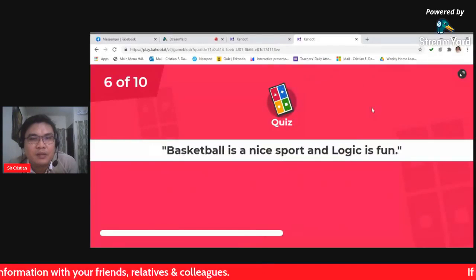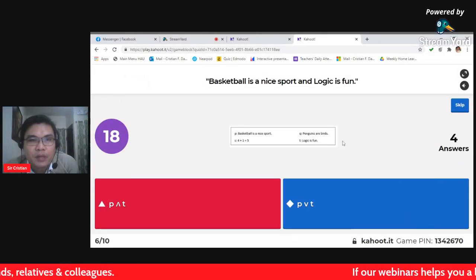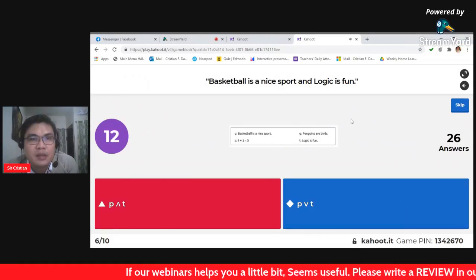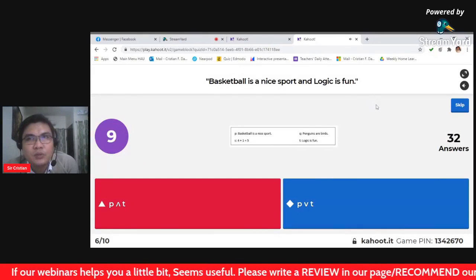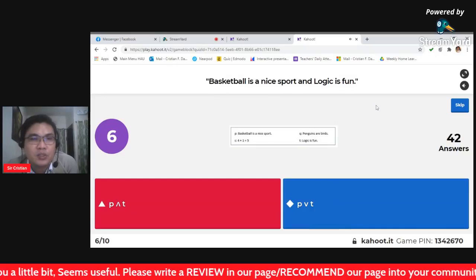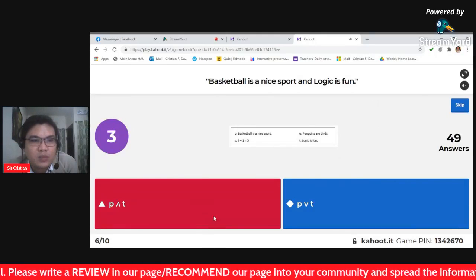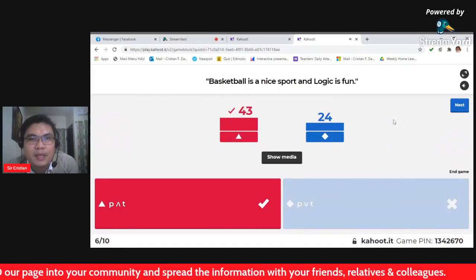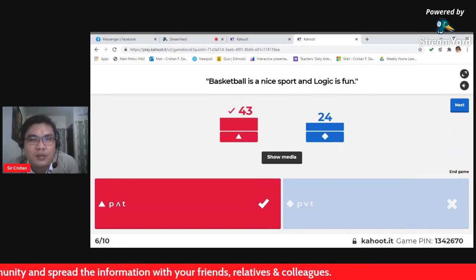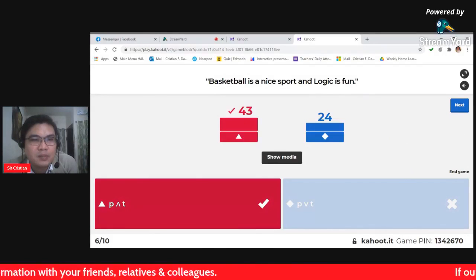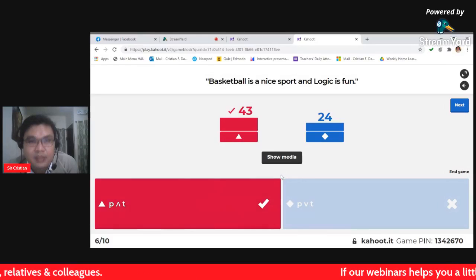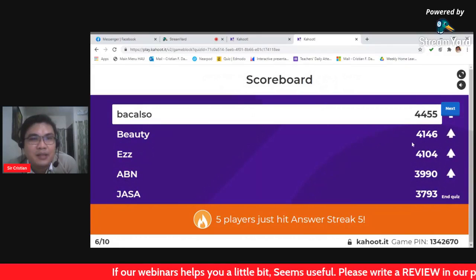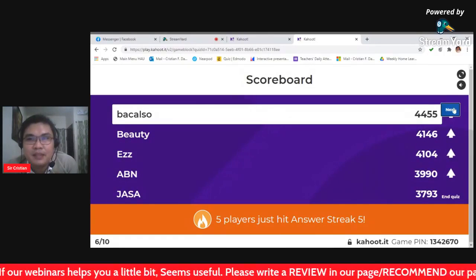Sixth question. I hope you can see it clearly. The given proposition: basketball is a nice sport and logic is fun. How do you write that in propositional logic, in symbols? Is it this one or this one, the pink or the blue? The connector is "and," so we need to use this symbol. So the pink or the red is the correct answer. Let's see who is now leading. It is Bakal, leading the pack.